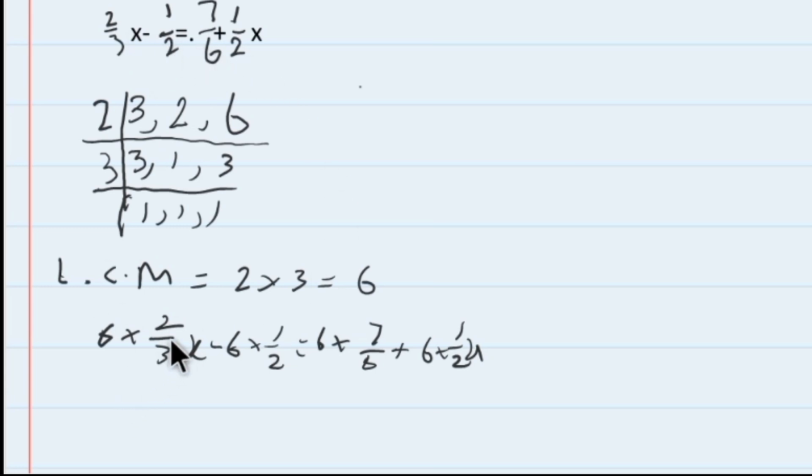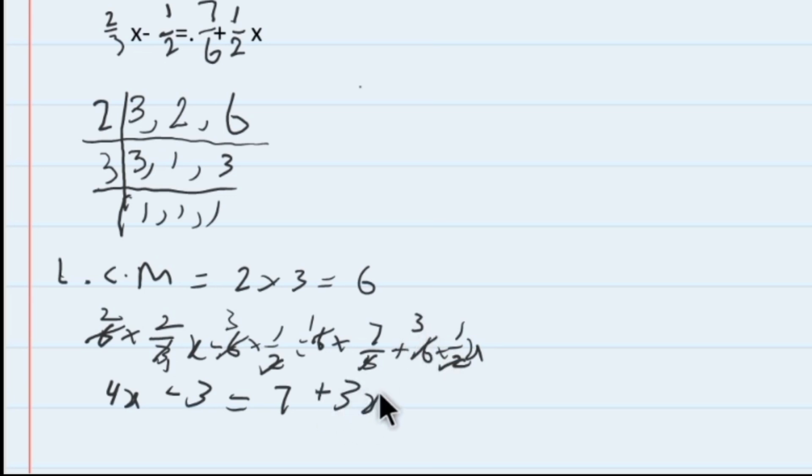Now we simplify. 3 times 1 is 3, 3 twos are 6, so 2 twos are 4x, and 2 ones are 2, 2 threes are 6, so 3 times 1 is 3. 6 ones are 6, and 6 ones are 6, so we are left with 7. 2 ones are 2, 2 times 3 is 6, so 3 ones are 3x.